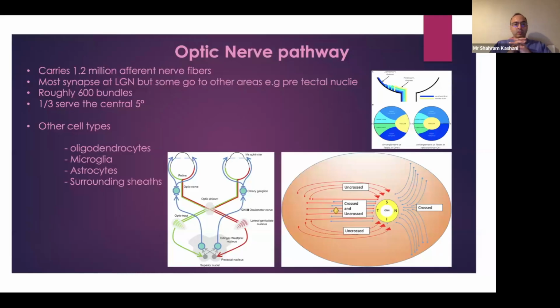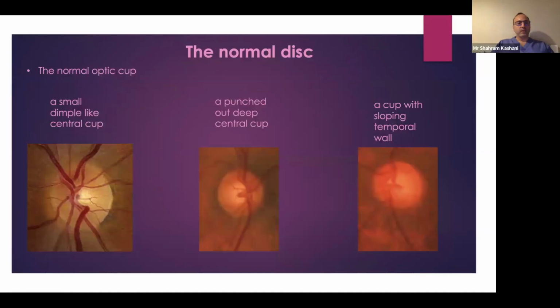But just to show you that a third of your optic nerve serves the central 5 degrees. So most of the nerve fibers that go through the optic disc manage the central 5 degrees, and then the other two-thirds is for peripheral vision. And you haven't just got the ganglion cell layer, you've got oligodendrocytes, microglia, astrocytes, and these are supporting cells, which we all know too well can become cancerous in time.